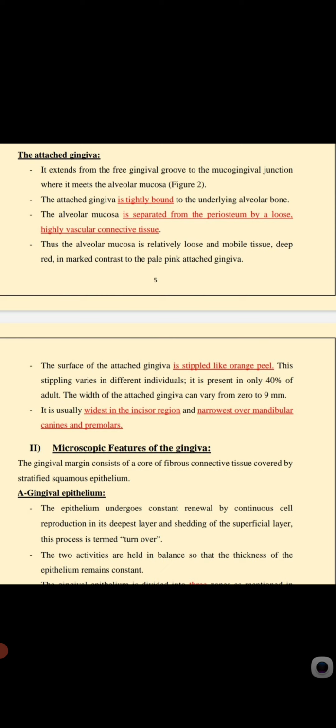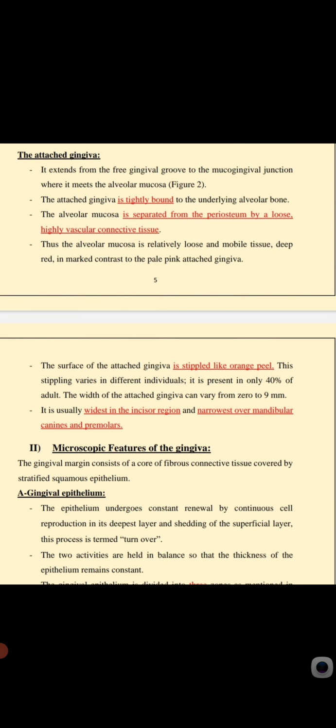Now, the surface of the attached gingiva has a stippled, orange peel appearance. We already discussed that this stippling varies in different individuals. It is present in only 40% of adults. The width of the attached gingiva can vary from 0 to 9 mm. Remember, the width of the attached gingiva is very important, from 0 to 9 mm, and stippling is present in 40% of adults. It means an orange peel appearance.